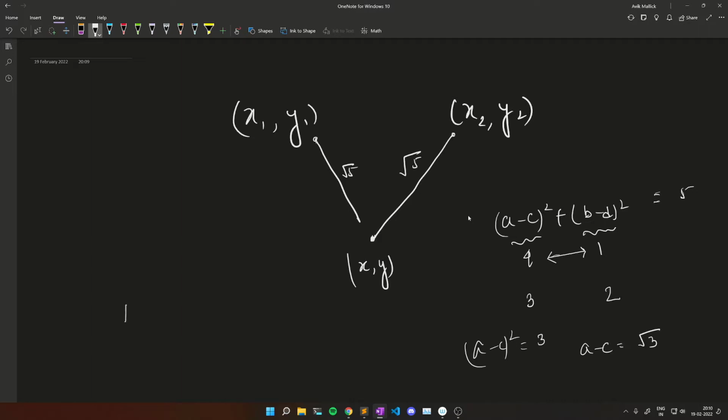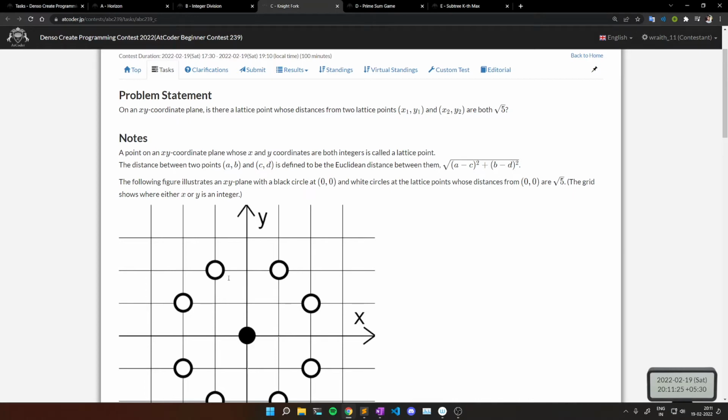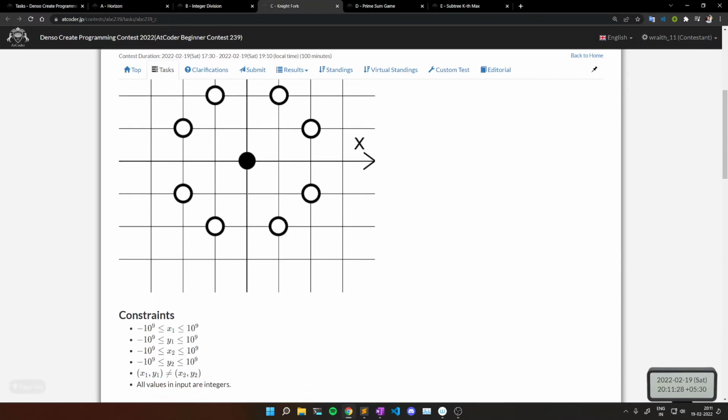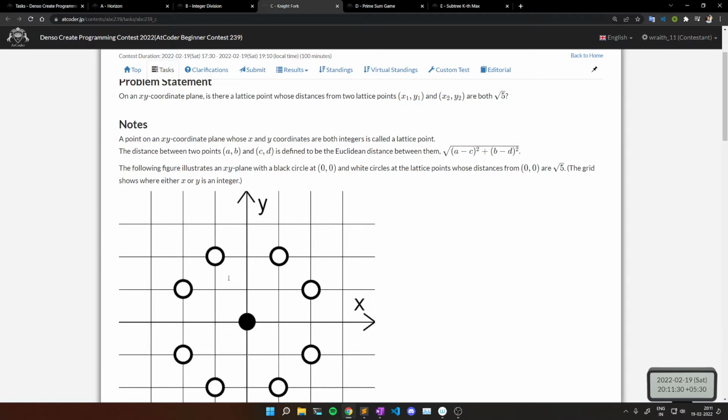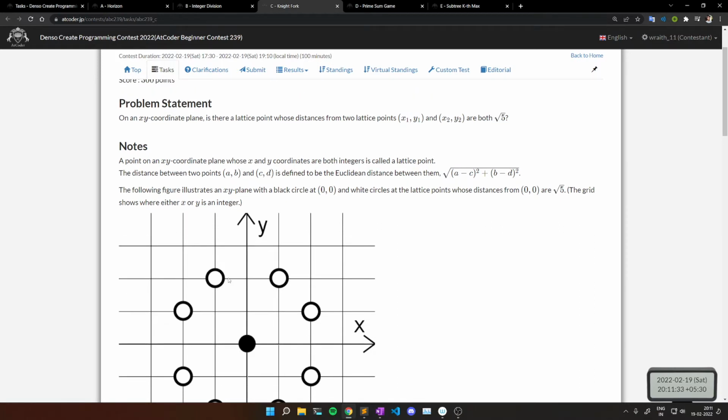Now for two positive integers x and y, their distance can never be a root value, right? And for lattice, we are given that we have to find a lattice point. And what is a lattice point? Here it is given that a point on an xy coordinate plane whose x and y coordinates are both integers is called a lattice point.